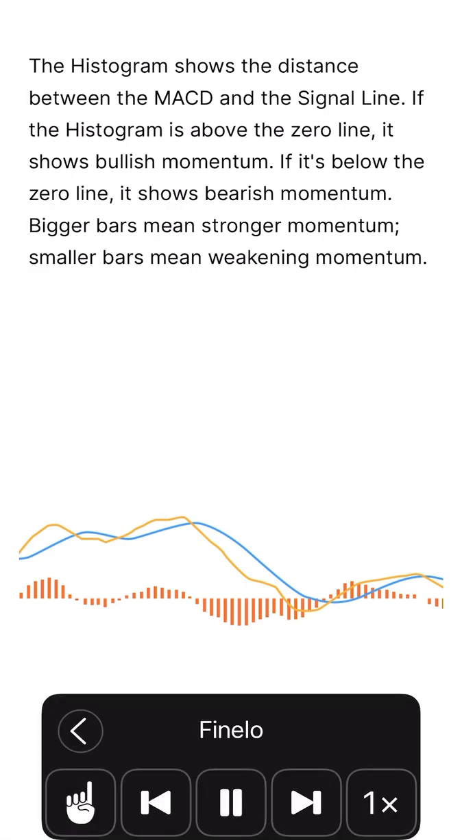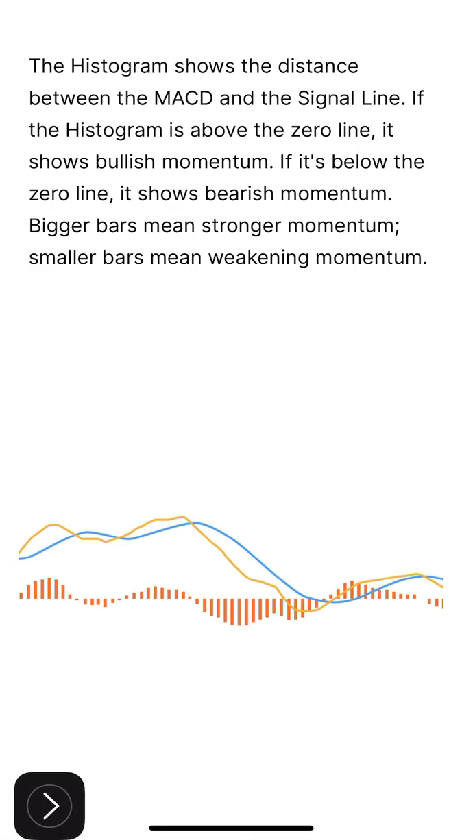The histogram shows the distance between the MACD and the signal line. If the histogram is above the zero line, it shows bullish momentum. If it's below the zero line, it shows bearish momentum. Bigger bars mean stronger momentum. Smaller bars mean weakening momentum.